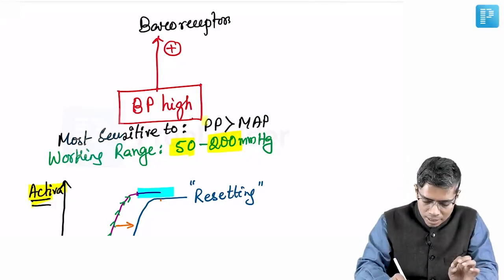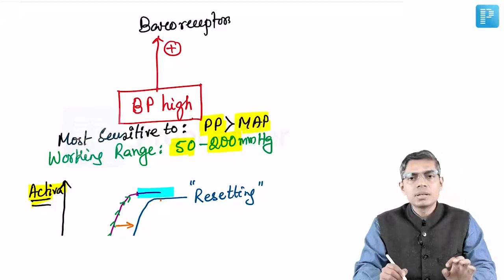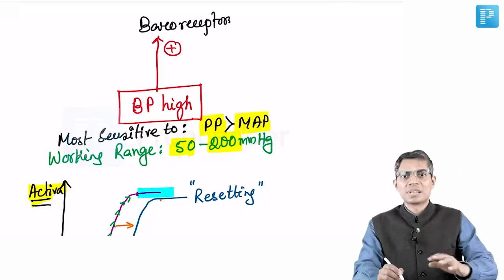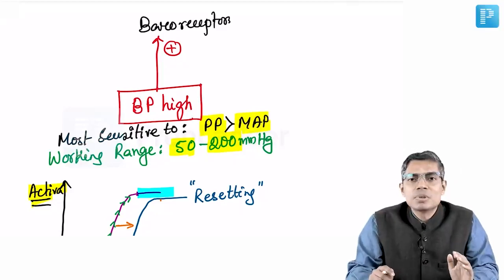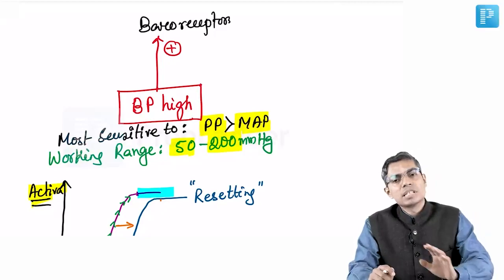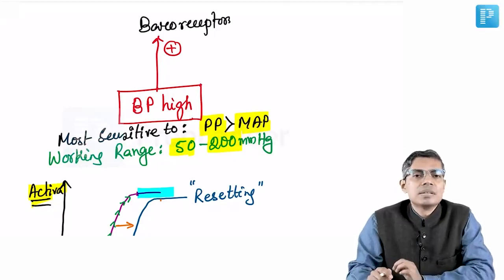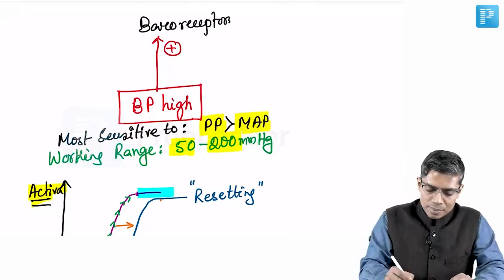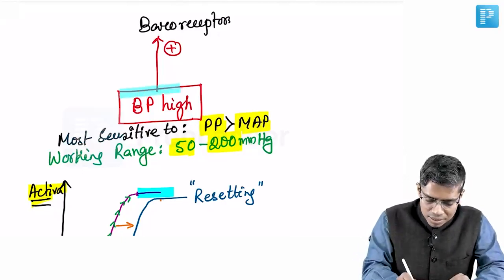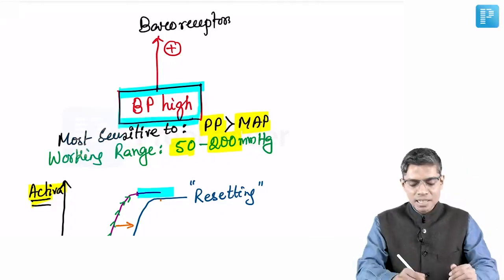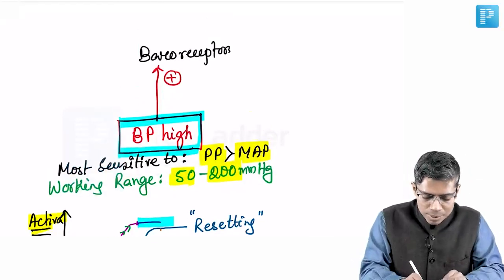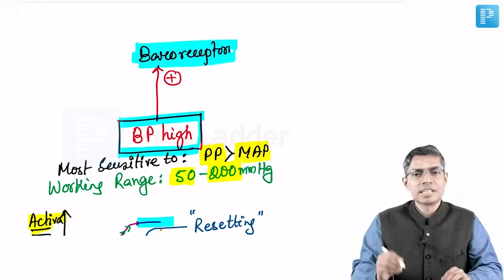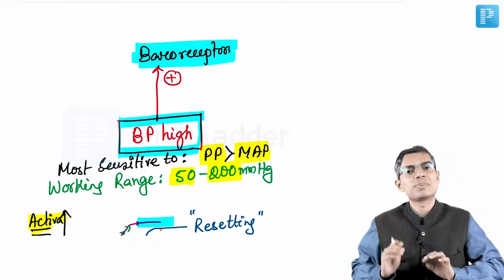Getting my point? This is clearly written in Ganong. I have a cutout from Ganong, I will show you later on. But for the time being, believe me, the baroreceptor is most sensitive to pulse pressure, although it also responds to mean pressure. So whenever your blood pressure is high, it may be higher pulse pressure or higher mean pressure, and the baroreceptor is going to be activated, right? We had started our discussion from here.